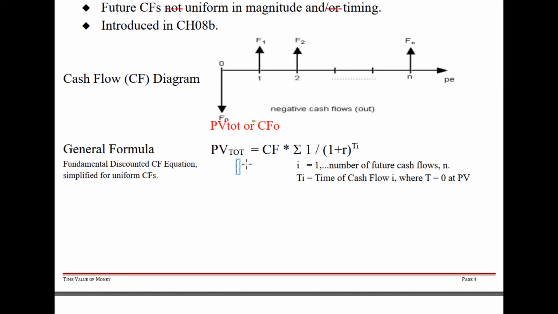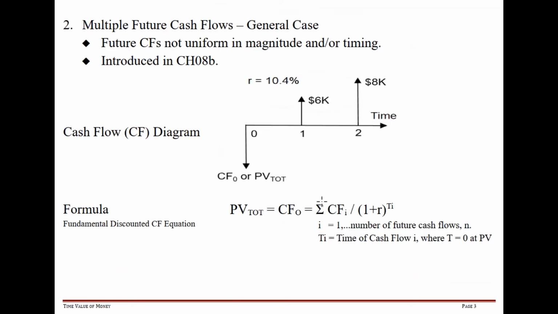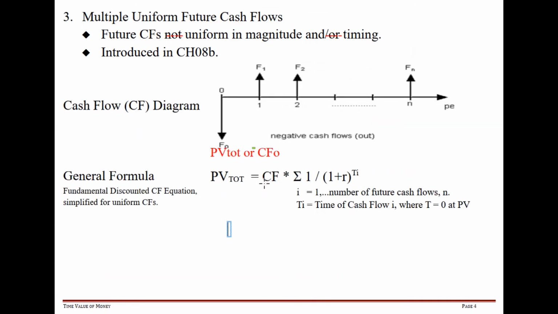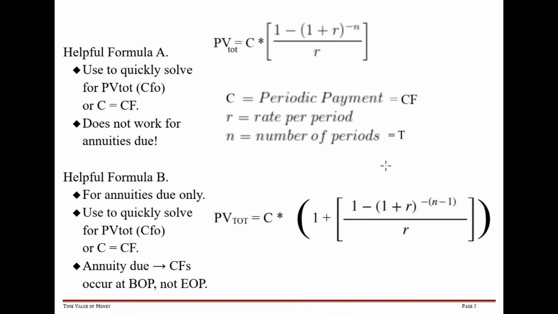This looks just like our fundamental discounted cash flow equation, except because all the cash flows are uniform and occur at uniform times, we could pull them out of the summation. So you see here in the general case, because they're not all constant, we have to keep that term in the summation, but out here they're all uniform, so we can pull it out. So we could make that slight simplification. We also had a couple of other very helpful formulas for this type of problem.